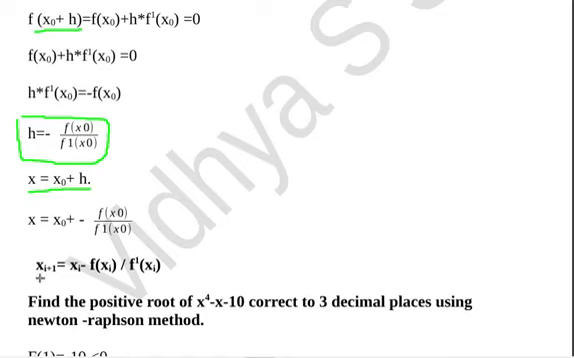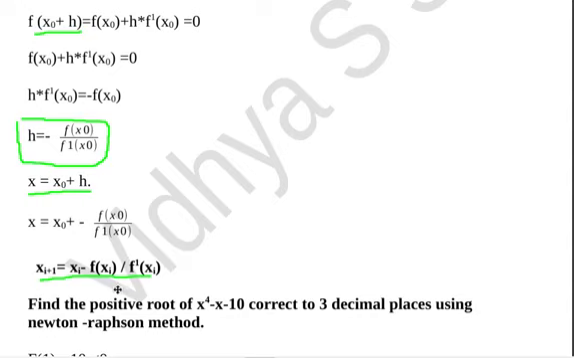We can generalize this equation as x i plus 1 is equal to x i minus f of x i by f dash of x i. So for getting the improved solution, we will use this formula in the Newton-Raphson method to get the next x value. That is, for each iteration we will calculate this formula.